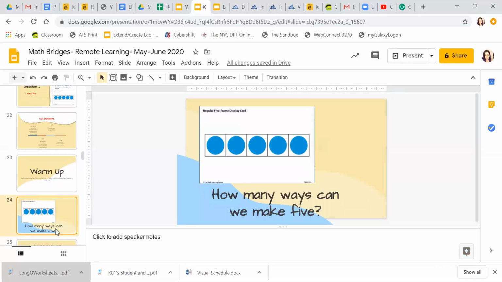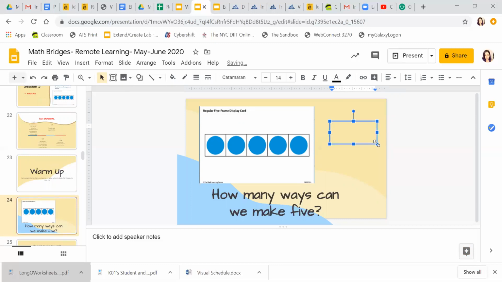So here we go. Here is our 5-frame. And on this current 5-frame, it has 5 counters, right? Let's count them. 1, 2, 3, 4, 5. So I want to think about all the ways that we can make 5. Let's try and do that right now. I'm going to add them right here. So this 5-frame is showing 5 plus nothing is equal to 5. That is one way that we can make 5. You see that, friends?